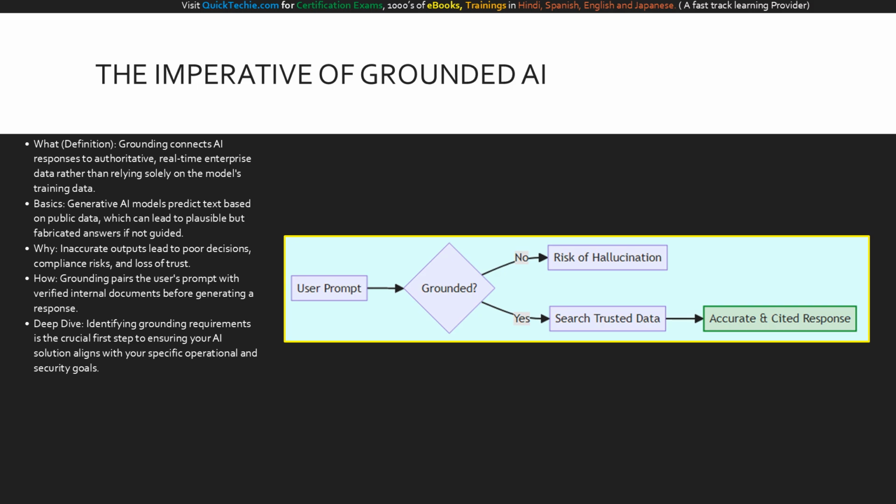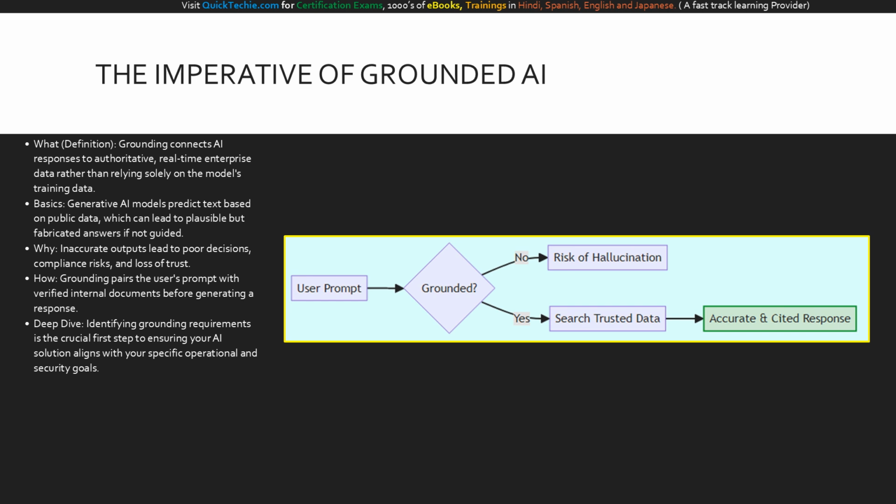Before adopting AI, a business must clearly define what data sources act as the absolute truth. You are not just buying a chat interface, you are building a secure bridge to your intellectual property. Take a look at this decision flow on your screen. It beautifully illustrates the risk and reward of grounding.